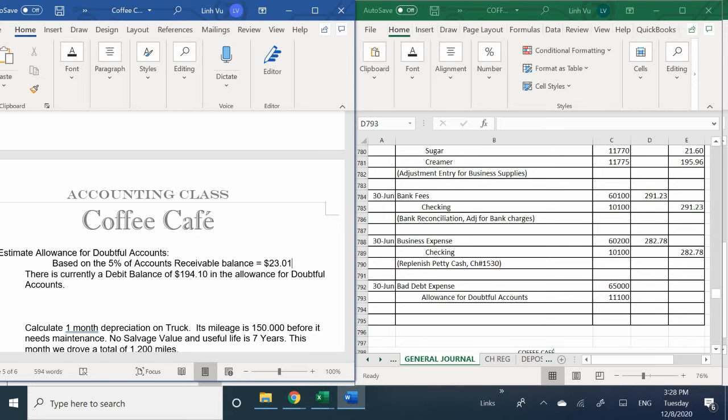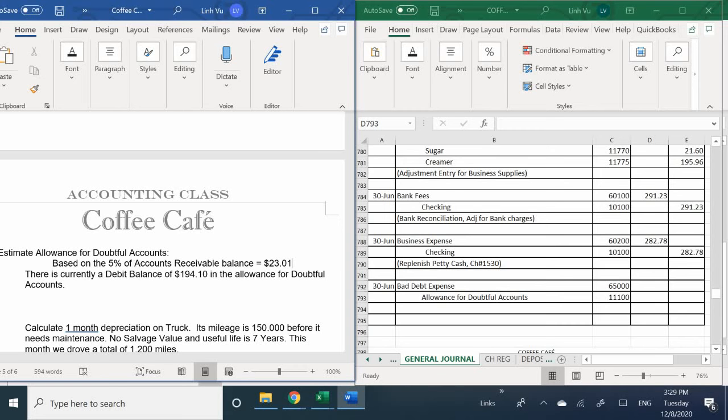Okay, so we have to do a quick review in chapter 11. When we complete this, our end goal before writing off our bad debt expense is that we need to have a certain balance in our allowance for doubtful accounts, because my allowance for doubtful accounts is directly correlated to my bad debt expense.